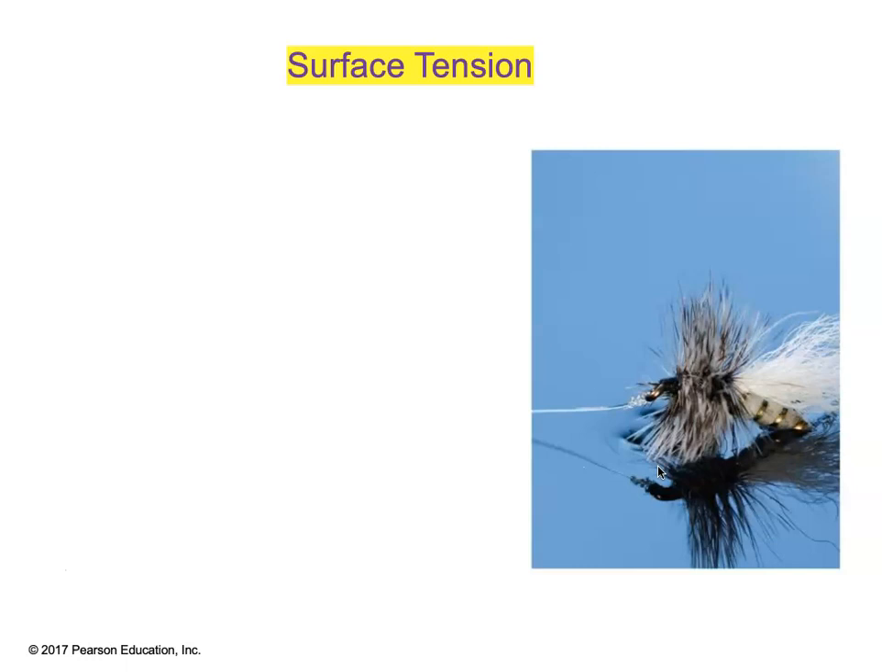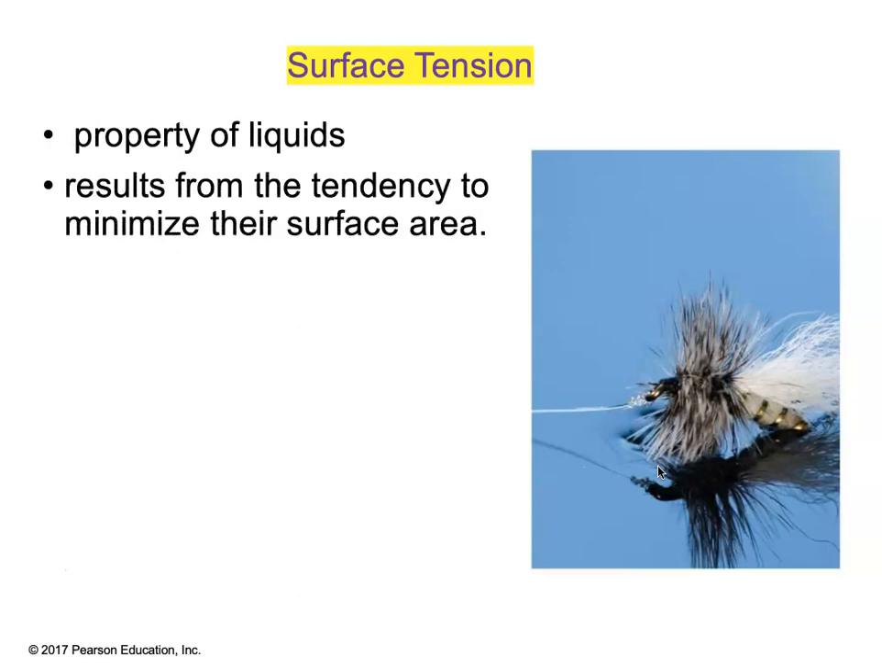So let's check out first surface tension. We can see over here in the picture on the right some sort of a bug walking on the surface of the water. So this is a property of liquids that results from the tendency to minimize their surface area.